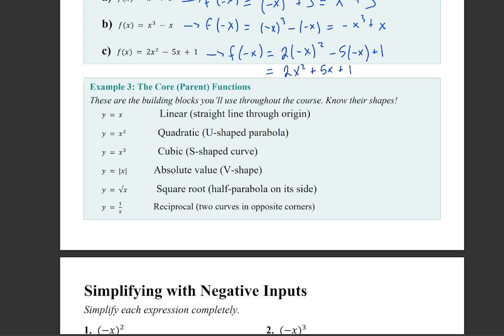We have y equals x squared, y equals x cubed, which is an S-shaped version. We have y equals absolute value of x, y equals square root of x, y equals 1 over x. And these are just some of the basic ones I could think of. You'll see an even longer list in lecture.